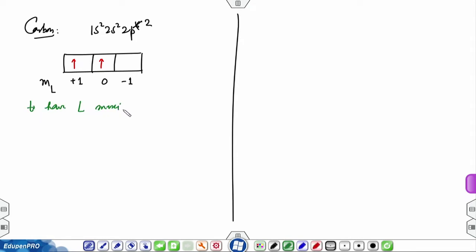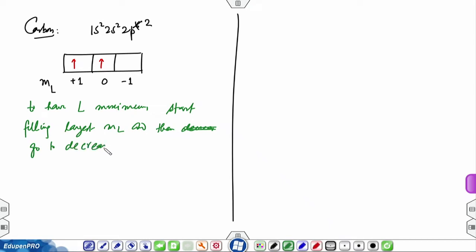So, I start with the largest value, let me write this, to have L maximum, start filling largest ml and then go to decreasing ml. So, I started with ml equals 1 and then put next in ml equals 0. That way I can maximize the L value. So, in this case, since they are equivalent electrons, as I said earlier, L equals 2 is not allowed. So, largest L possible is 1 because Lz is 1 for these 2 electrons. S maximum is 1 and the possible J values are then 0, 1 and 2.